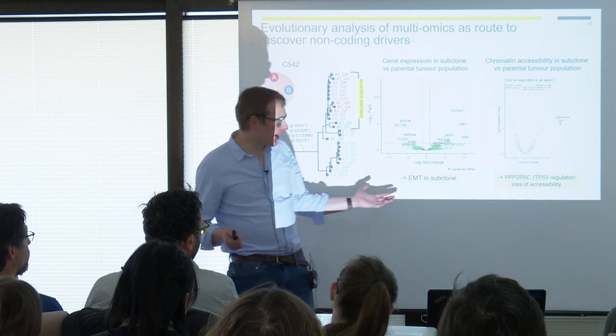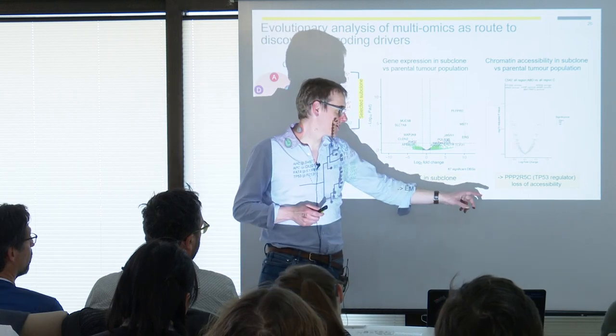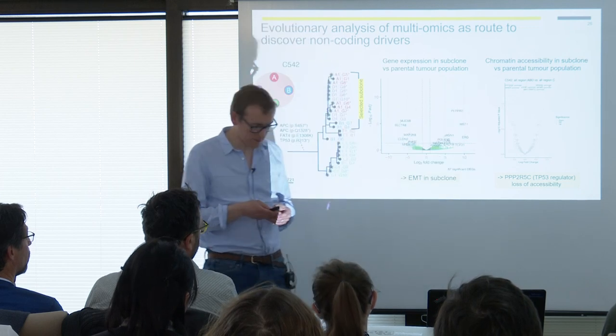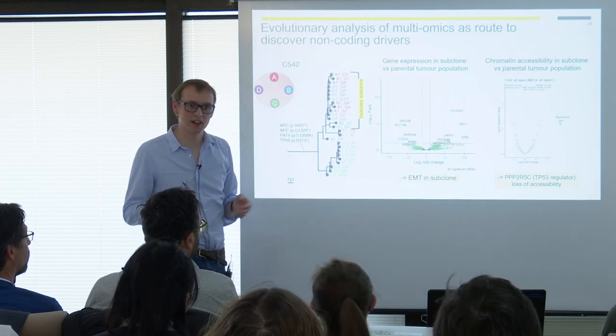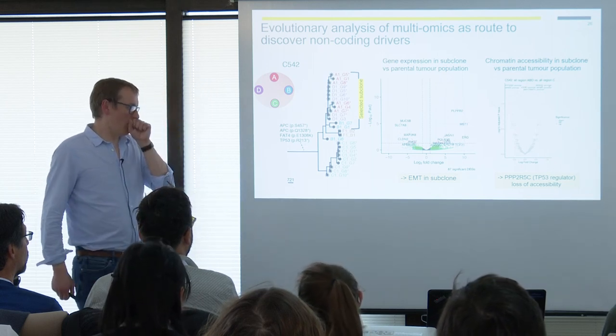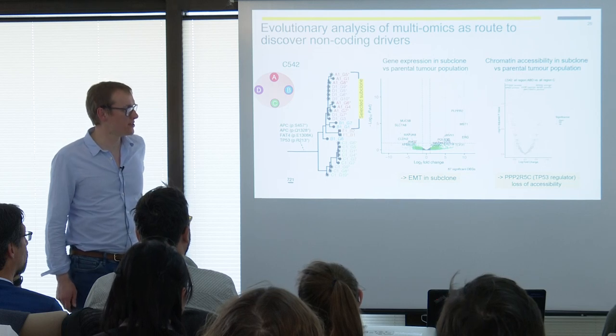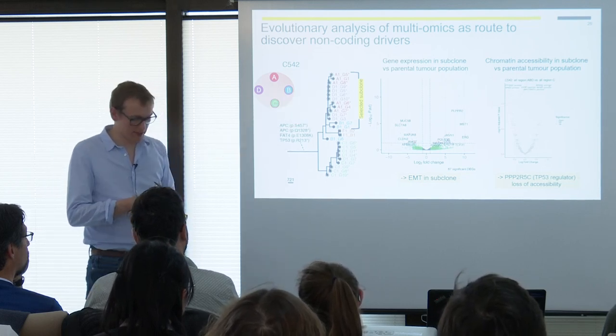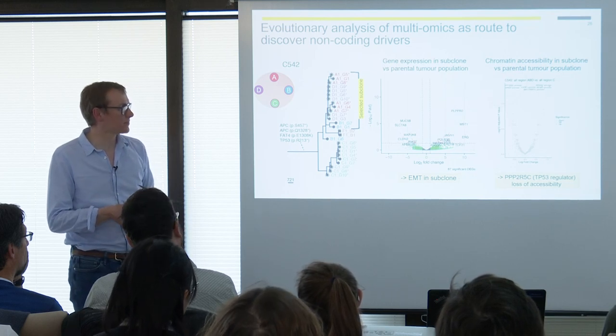I don't really know how to rank them or interpret them. Maybe you can tell me how to do that. But if I cherry pick one of the top hits, it's of a regulator of P53, a very important cancer gene, as you know. And so it's suggestive that some of these chromatin changes might underlie the selective advantage of this subclone.